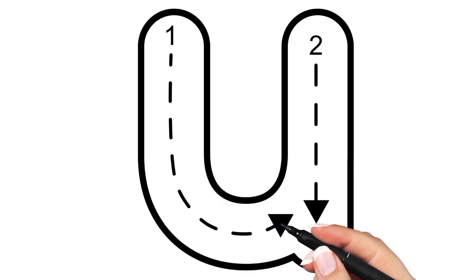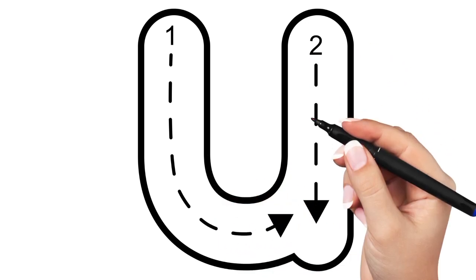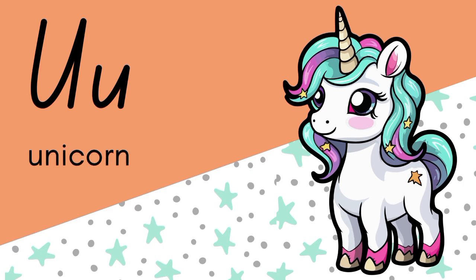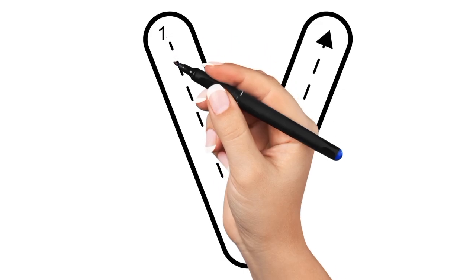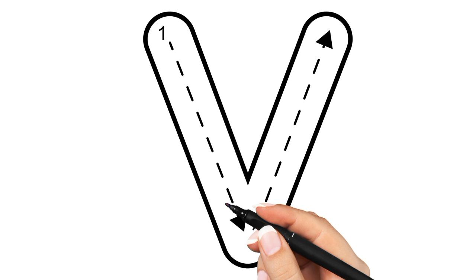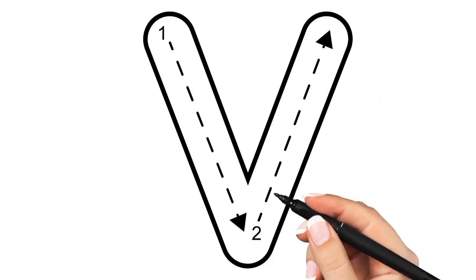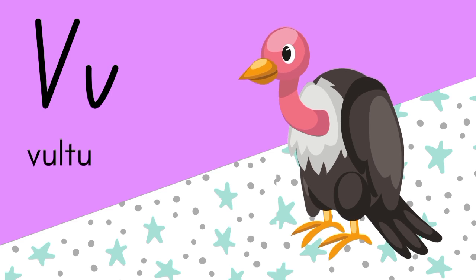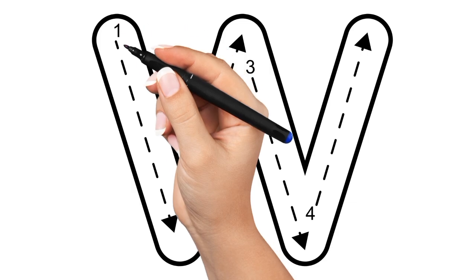1. Draw a curve line bending inwards. 2. Now draw a horizontal line connecting the first line. It's really simple. First, draw a diagonal line bending inwards. 2. Now draw a diagonal line bending outwards. Yes! It's V, and V is for vulture.